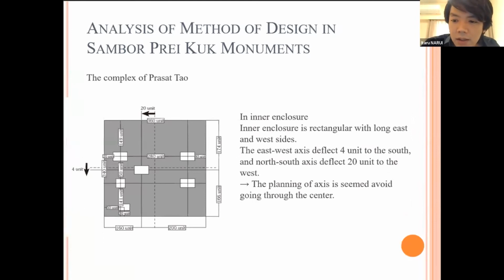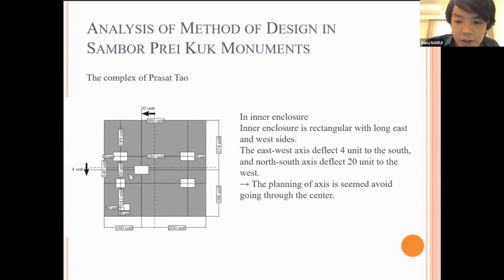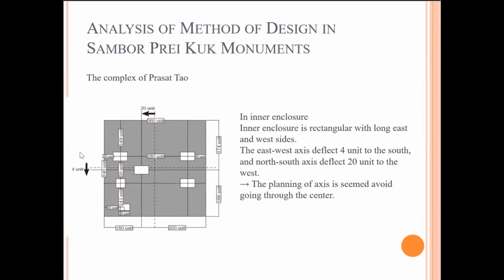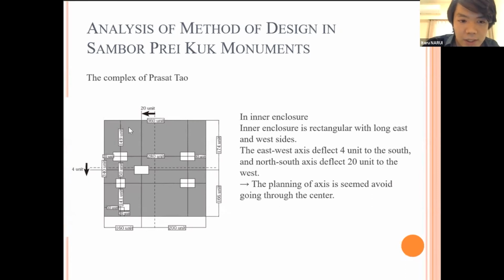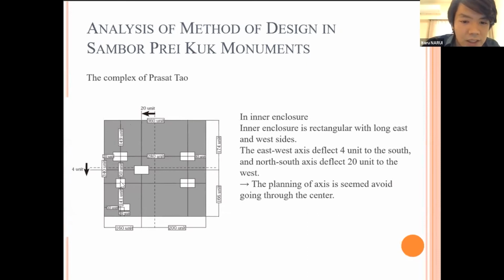Finally, in Prasat Taon of the Central Group, the inner enclosure is a rectangle with long east and west sides, and the east-west axis deflects 4 units to the south. And the north-south axis deflects 20 minutes to the west. So the planning of the axis is to avoid going through the center.